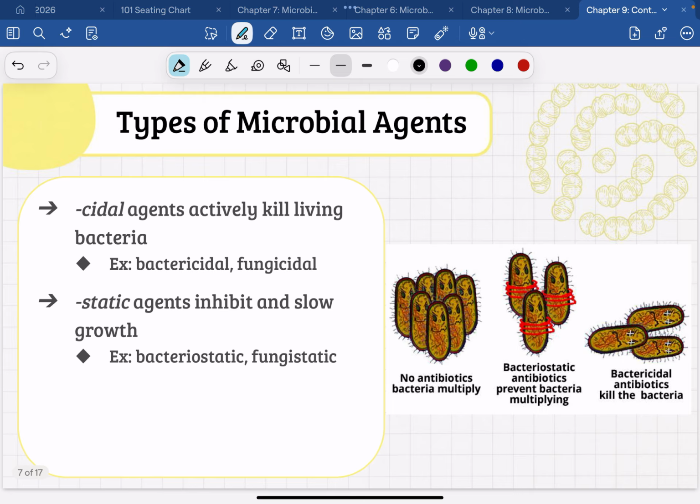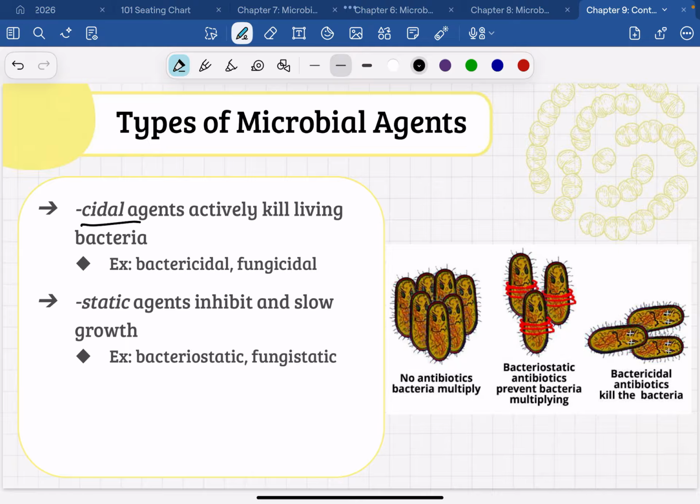And then when we talk about microbial agents, and these are things that you're going to have to know about, we're going to talk about each one. In general, there are two categories. A type of cidal agent is an agent that actively kills living bacteria. And this is like the word homicidal, right? Homicide means you killed somebody. A cidal agent is going to actively kill bacteria.